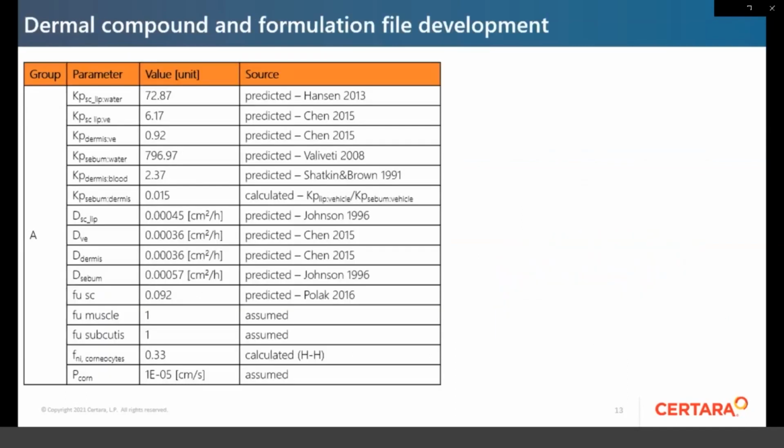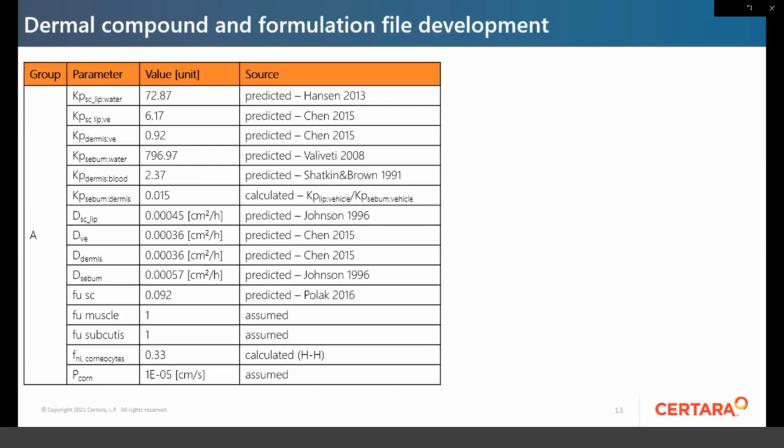So we can go to the next step, which is the dermal compound development, and this has to include formulation model development as well. So what we need is the information or data, parameters, which allow us to describe the permeation of the drug through the skin. All of them were predicted based on the PhysChem data, as you can see here.